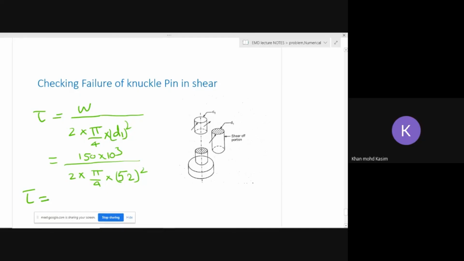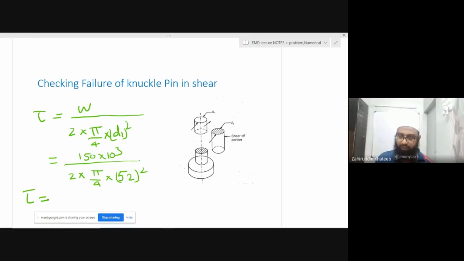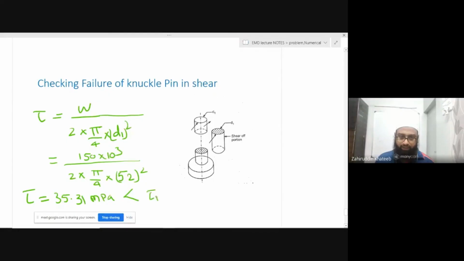35.31. Yes, correct answer. So tau comes to be 35.31 MPa. Again, this 35.31 is less than the tau permissible given. Tau permissible is 60 MPa. So it is less than 60 MPa, which means design is safe.